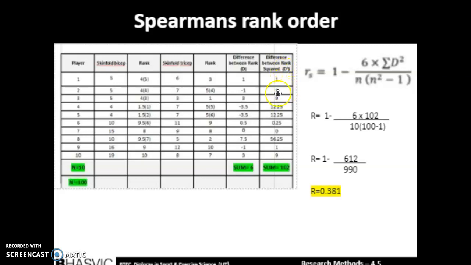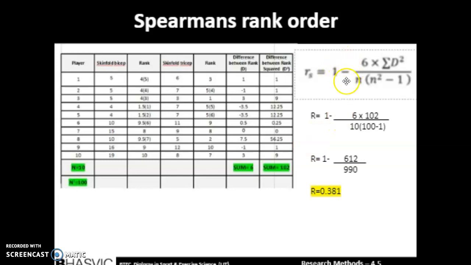And then we do the difference between the rank squared, so that's all of these values squared. So 1 squared is 1, -1 squared is 1, 3 squared is 9, and so forth, all the way down. We then sum that, which gave a sum score of 102.